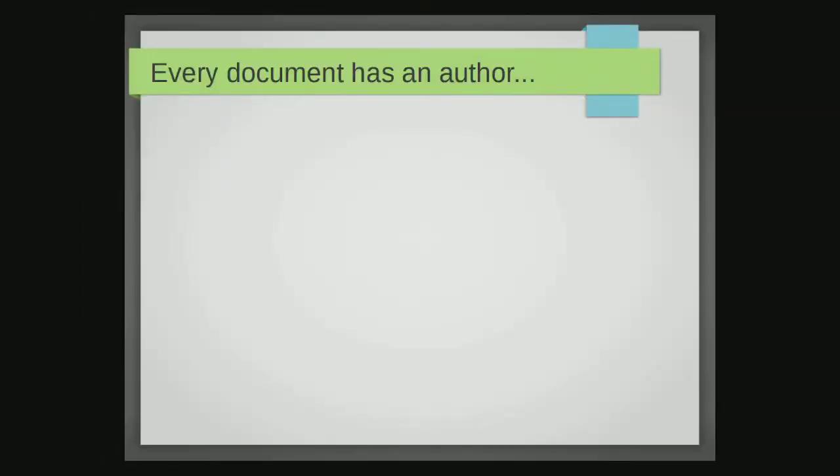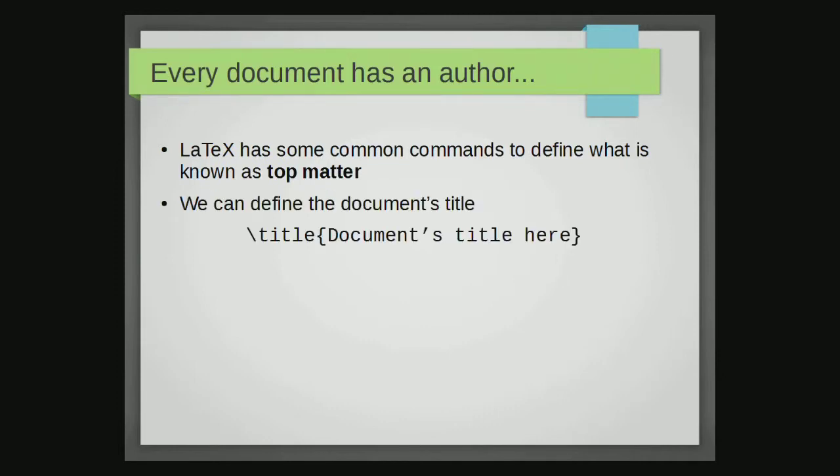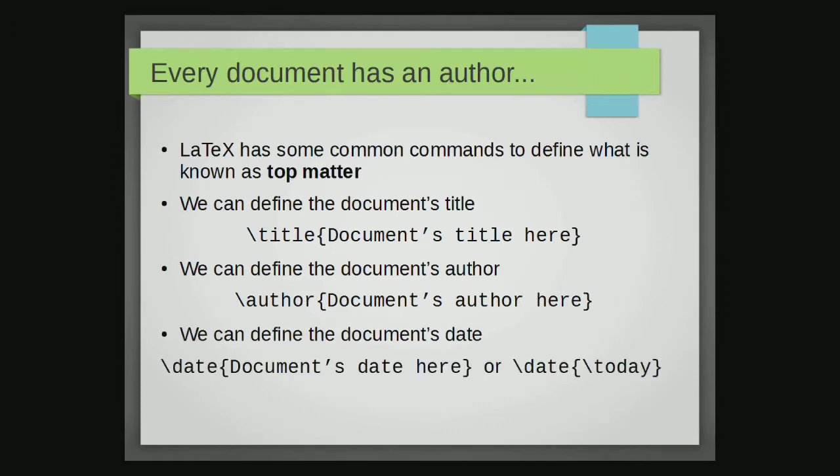Every document has an author and a title. In fact, LaTeX has some common commands to define what is known as top matter. We can define the document's title with the \title command, the document's author with the \author command, and the document's date with the \date command. In particular, we can set the date manually, or we can use the \today command to have it automatically generated.